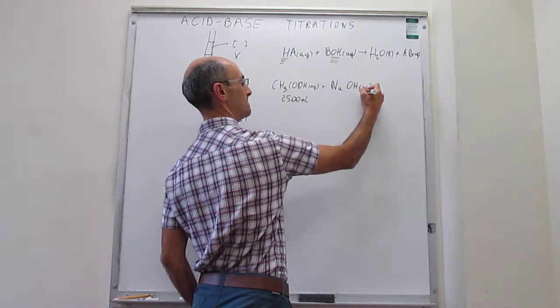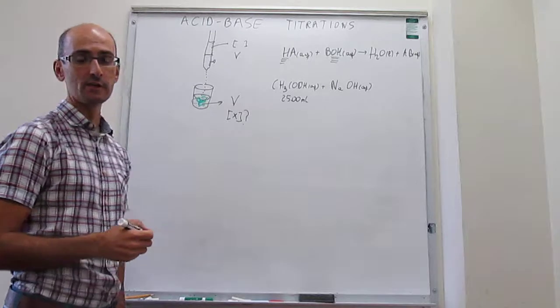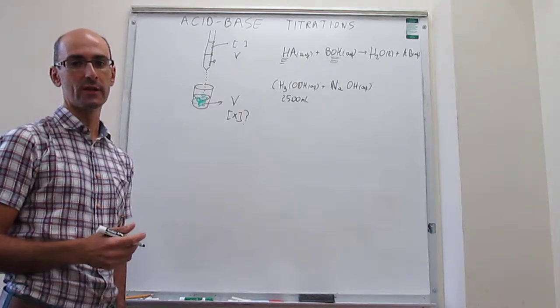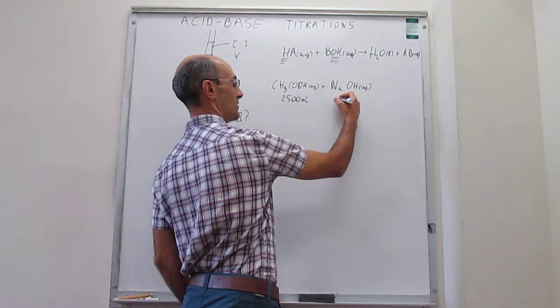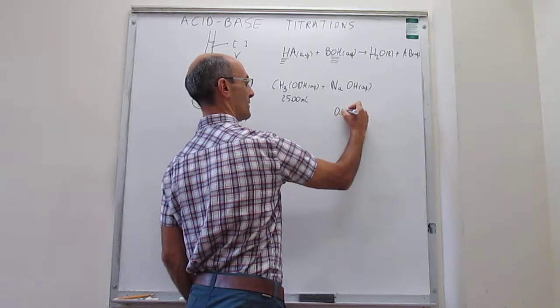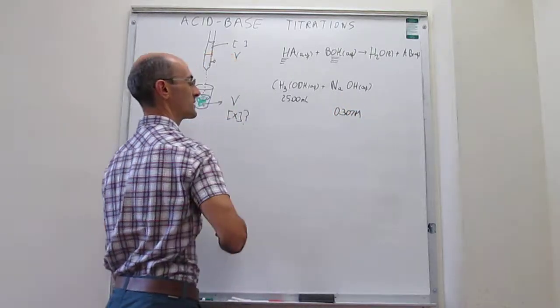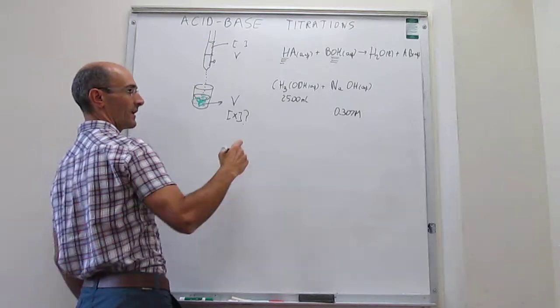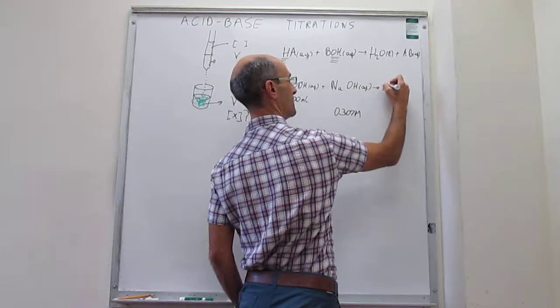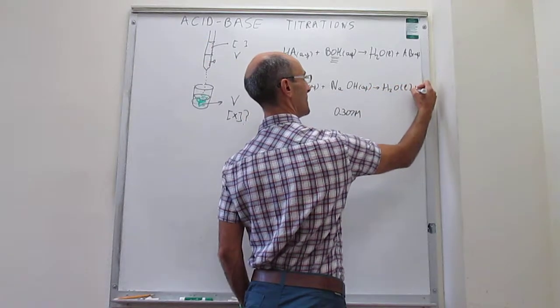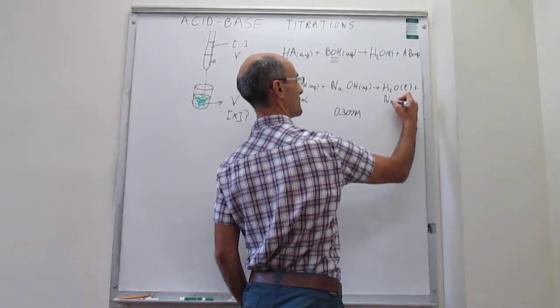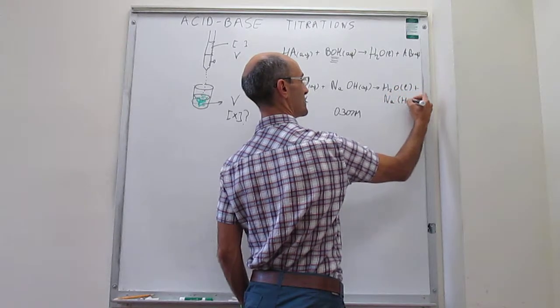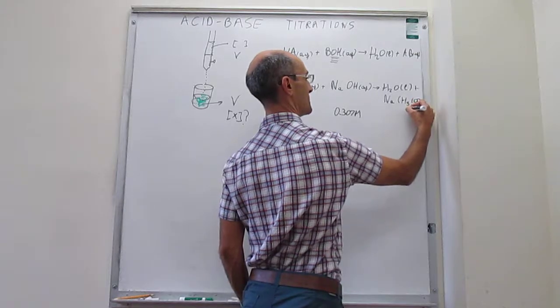Okay, aqueous. And we know what the concentration of that sodium hydroxide is. It turns out that we have a concentration of 0.302 molar sodium hydroxide that we're going to put here. Again, this is going to generate water, H2O liquid, and then a salt, which in this case is going to be sodium acetate, CH3COONa, which is soluble.